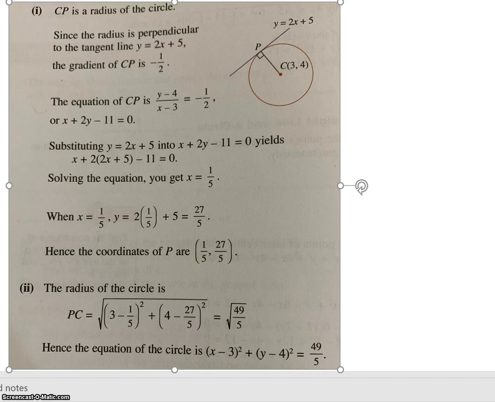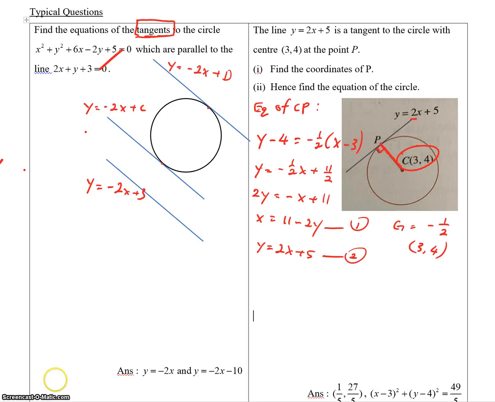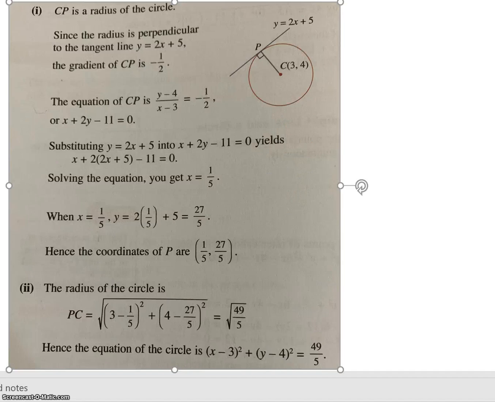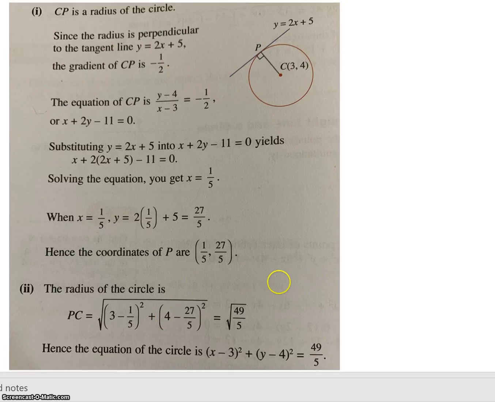The next part of the question is to find the equation of the circle. We already have the center. Just in case you forgot, the center is 3, 4, right? So we are short of the radius. What is the radius? We already found this, so we use the length of the line segment between two points, and I'm going to get the length of here. Why do I find this length? Because this length is the radius.